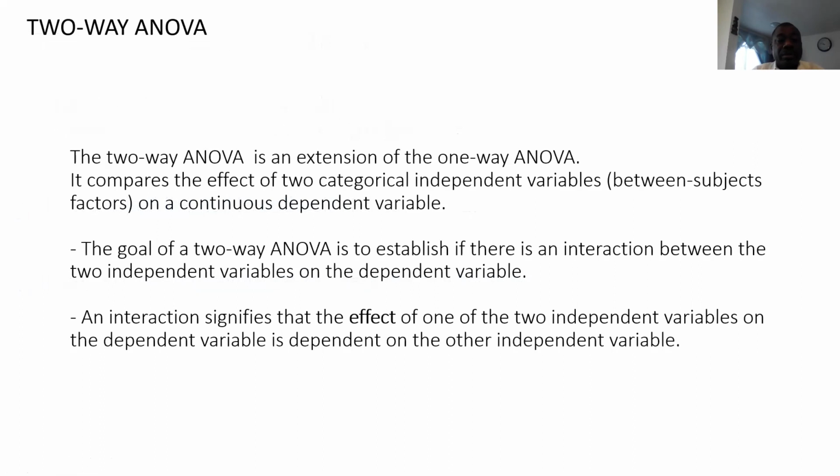Two-way ANOVA. It's the continuity of one-way ANOVA. The only difference, as I said, is the assumptions and, let's say, the interaction effect. So the goal here is first to establish the differences between the means and then the interaction between the categories.